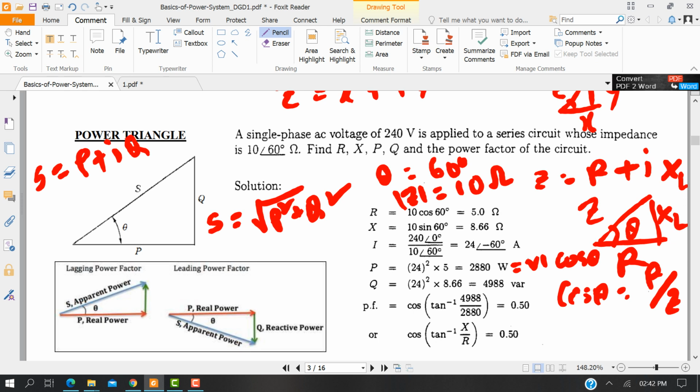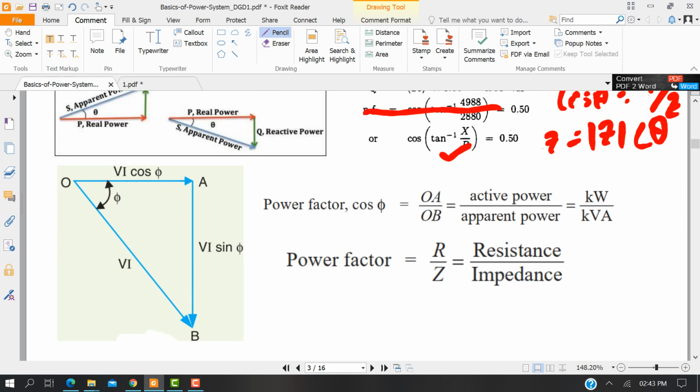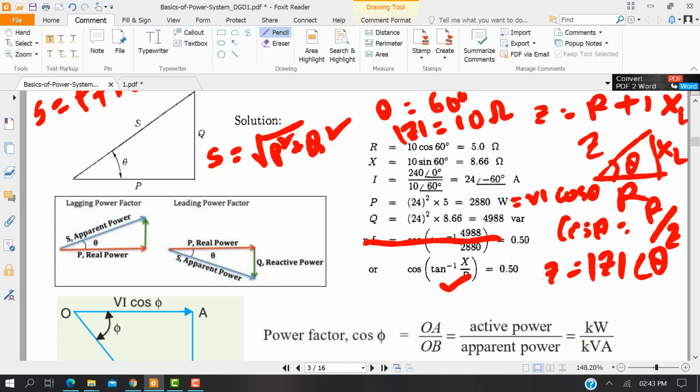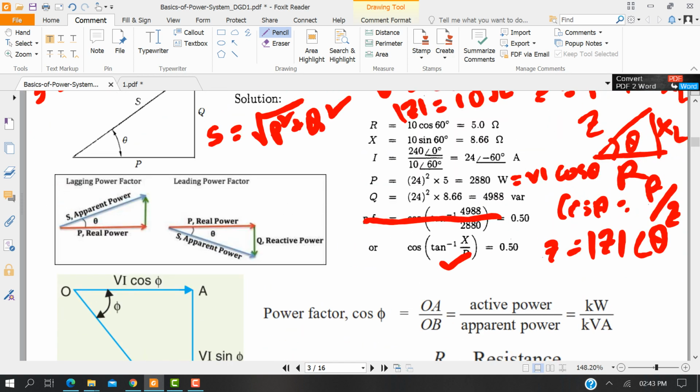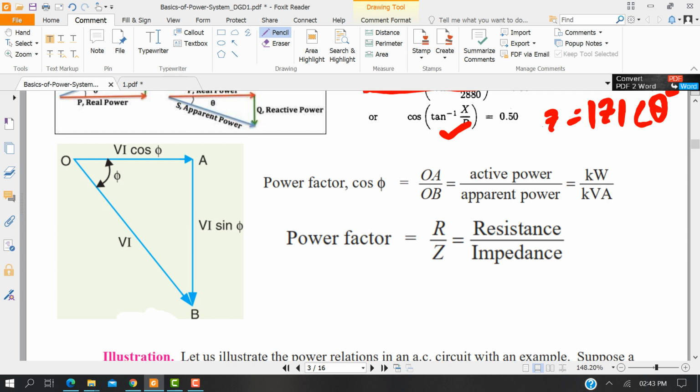Cos 60 degrees, its value is half. It's because theta, the angle of Z, is the power factor angle. So in polar form, Z equal to Z angle theta, where theta is actually the power factor angle. No need to do this, just follow this: it's a power factor angle. So we can easily understand this term, power factor. Here is some more explanation. The same power triangle is shown here, and in this figure and this figure the power factor cos theta equals R by Z, resistance divided by impedance.